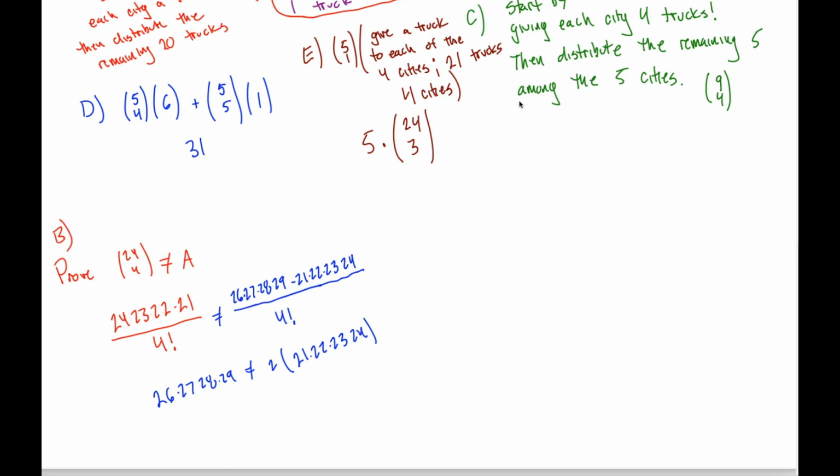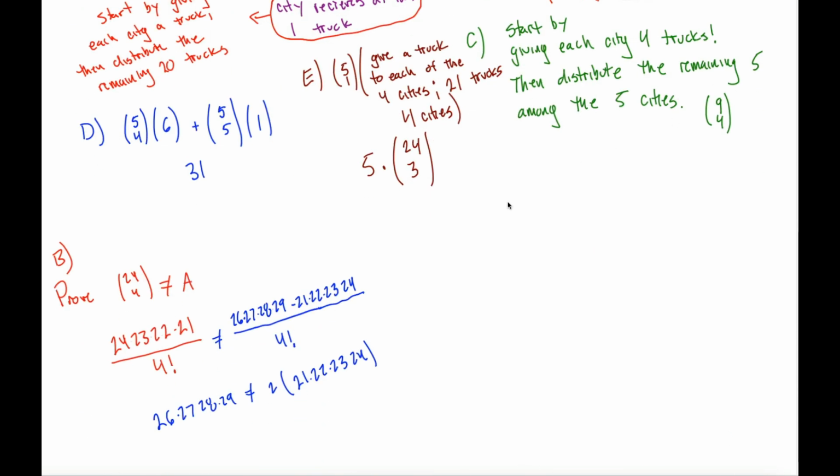What about showing that C does not equal A? Well, C is just 9 choose 4. Maybe I can cheat and write this here. 9 choose 4 is 9 factorial over 5 factorial times 4 factorial. But I can cancel the 5 factorial in the bottom with part of the 9 factorial up top. And I get 9 times 8 times 7 times 6. Again, all I have to do is compare the numerators. I think it's fairly obvious that this minus this is not the same as this, but sure, I'll write it out.